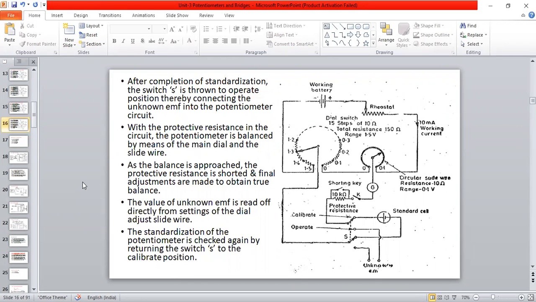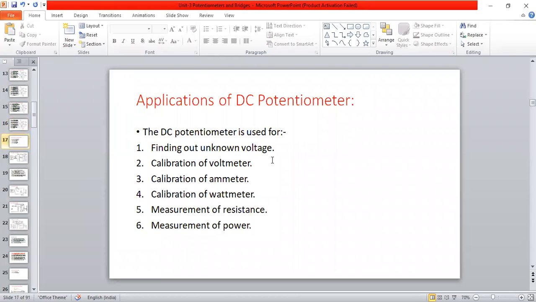Yes, sir. Okay. So the next is applications of DC potentiometers. We are going to discuss here now. So we have discussed finding out the unknown voltage, और calibration of voltmeter. We can do that by connecting the voltmeter into the unknown voltage, measure that value, and compare it with a standard value. So calibration of ammeter also.